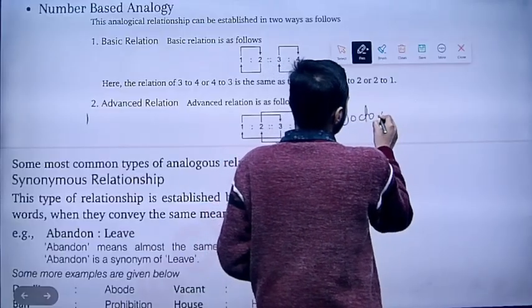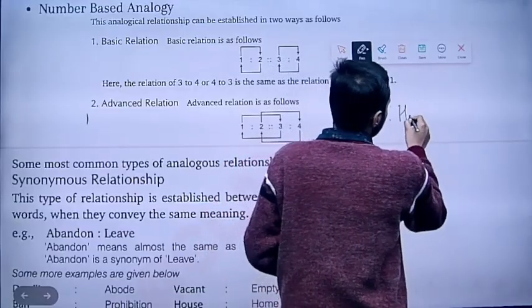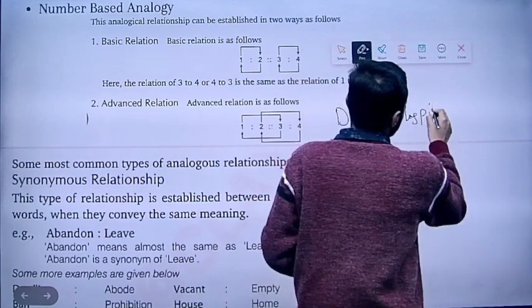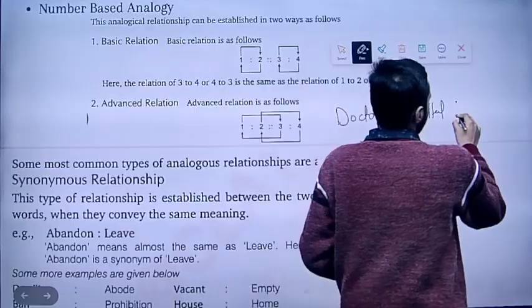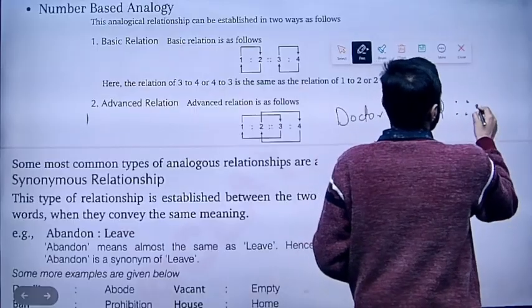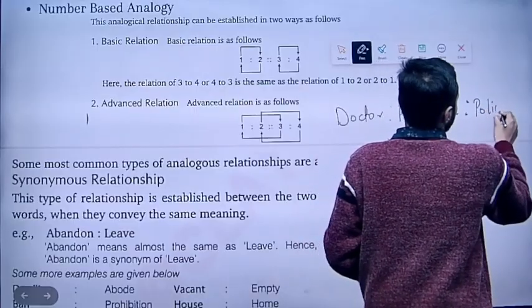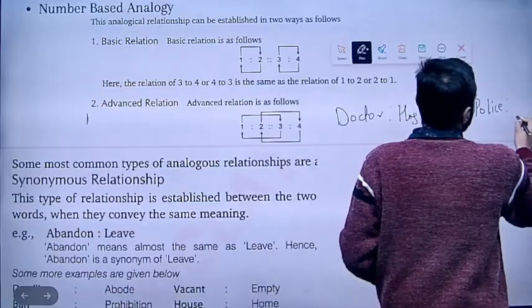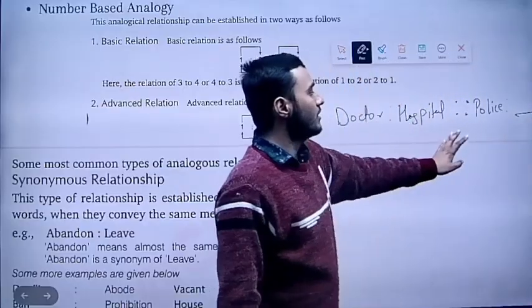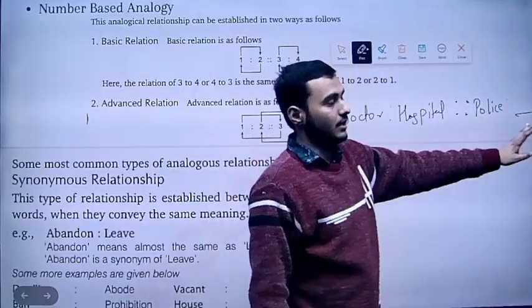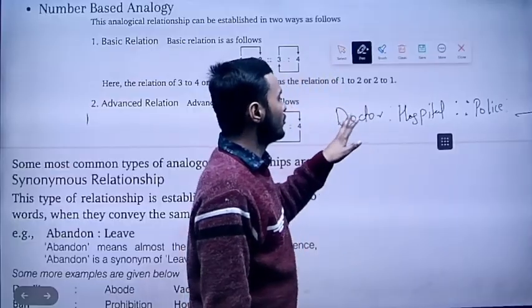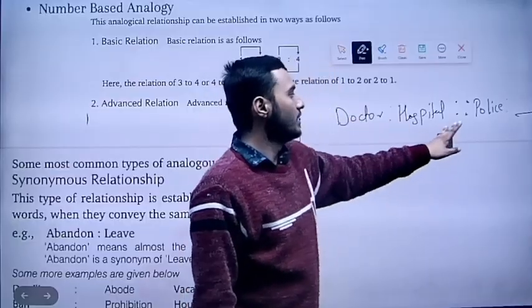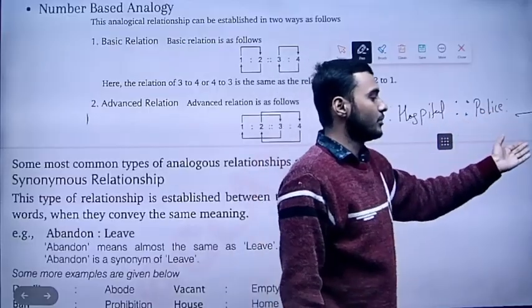Doctor is to hospital, okay, then police is to what? Our answer will be police station. Why? Because we usually find a doctor in a hospital and police in a police station.